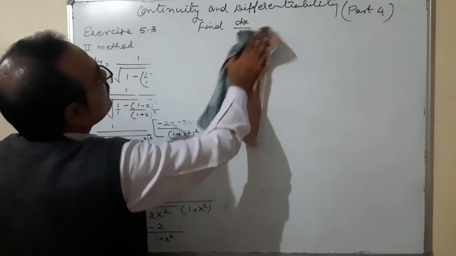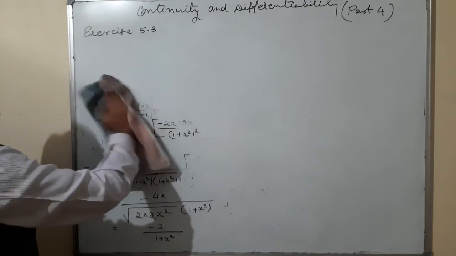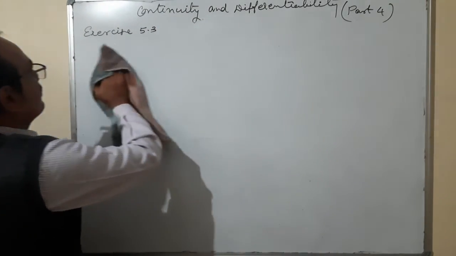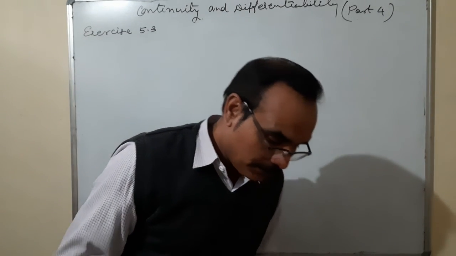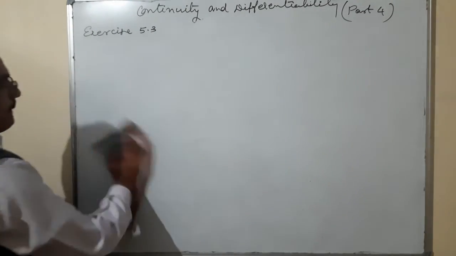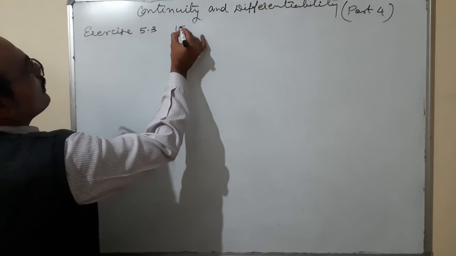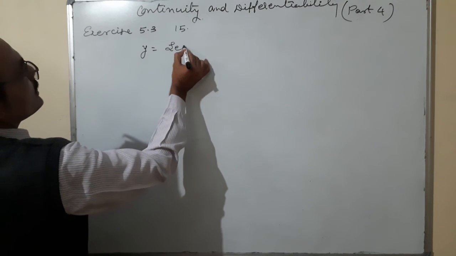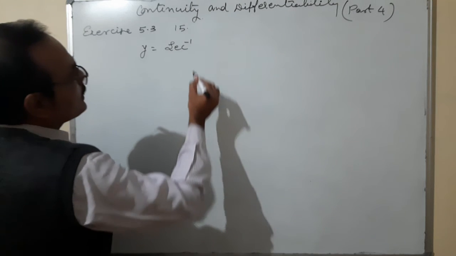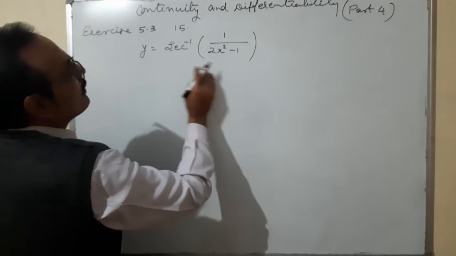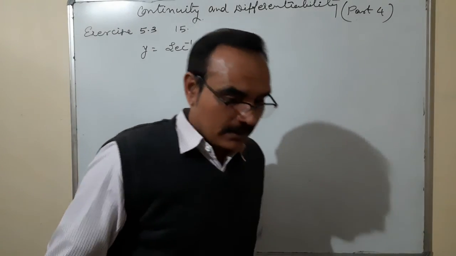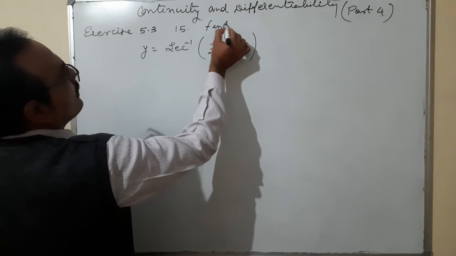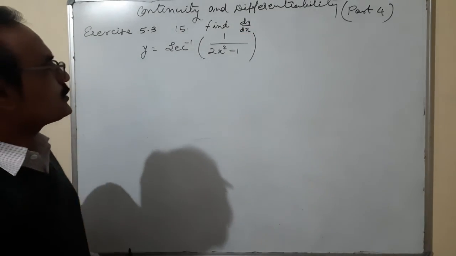From this exercise, one more question I am solving. Now we are taking question number 15, which says y is equal to sec inverse of 1 upon 2x square minus 1. Question is find dy by dx.